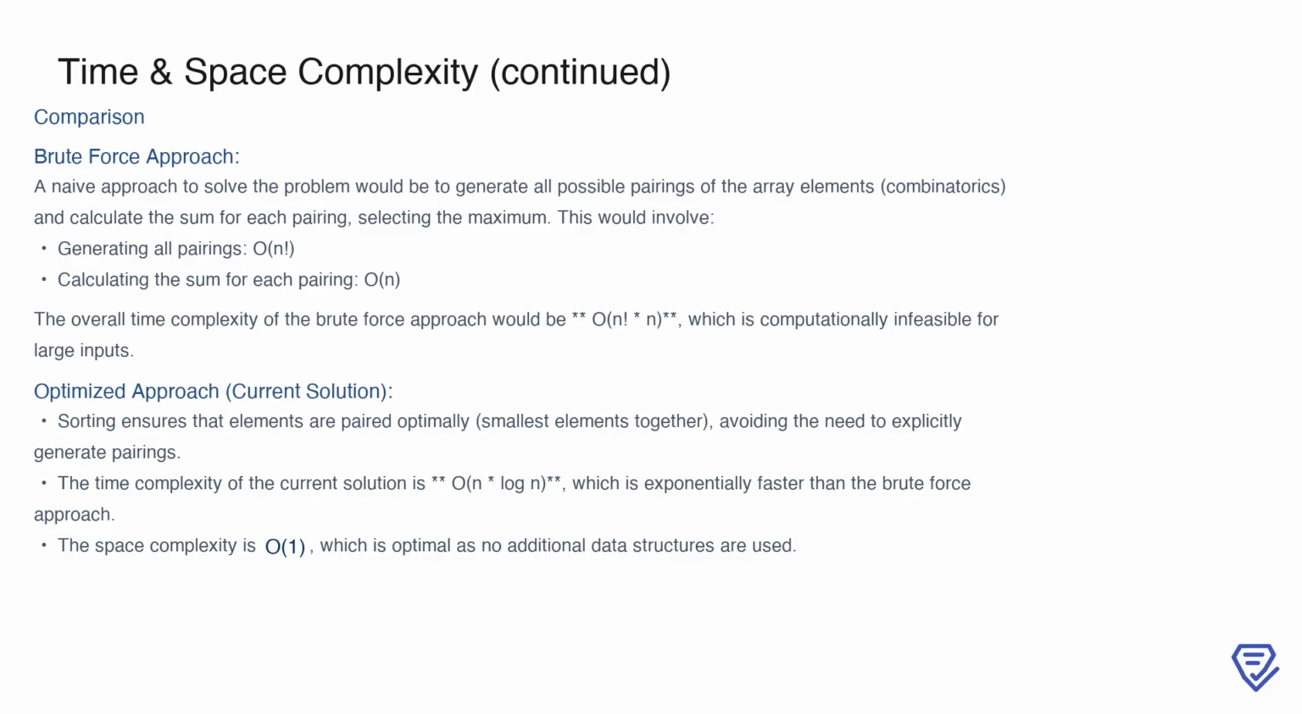On the other hand, the optimized solution leverages sorting to ensure that the elements are paired optimally, eliminating the need to explicitly generate pairings. This reduces the time complexity to n * log n, which is exponentially faster than the brute force approach, and the space complexity remains 1, as no extra data structures are needed. This combination of efficiency in both time and space makes the optimized solution vastly superior.